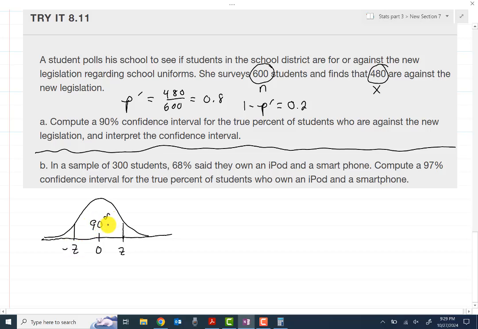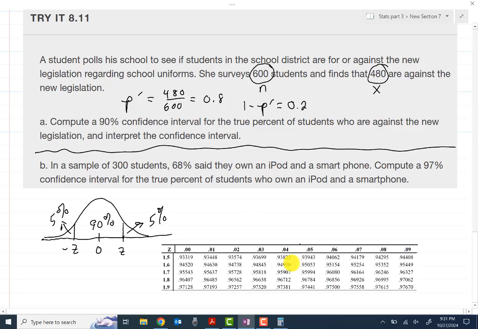So we want 90% in here. Out here we want 5%. And over here we also want 5%. This is one we've done before, but really what I'm interested in is the z value here. I want the positive z value. And you can find that by going into the table and trying to find 0.95. Let's see what happens.